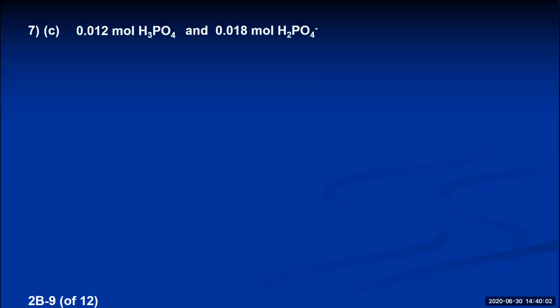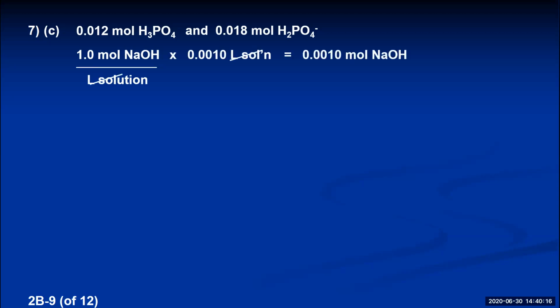So once again, we already had calculated the moles of the phosphoric acid and the dihydrogen phosphate. I'm not going to do that again, but I will have to calculate the moles of the sodium hydroxide we're putting into the solution. So molarity times volume is going to give me moles. And because there's one hydroxide in the formula of NaOH, I go 0.0010 times 1, and the moles of hydroxide that we're putting in this buffer are 0.0010 moles.